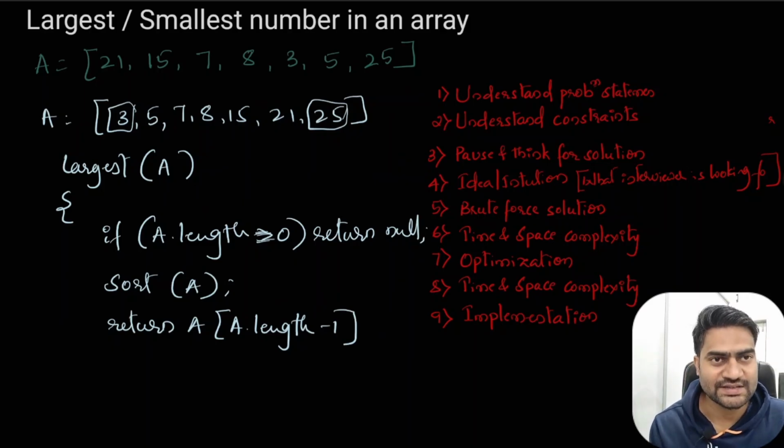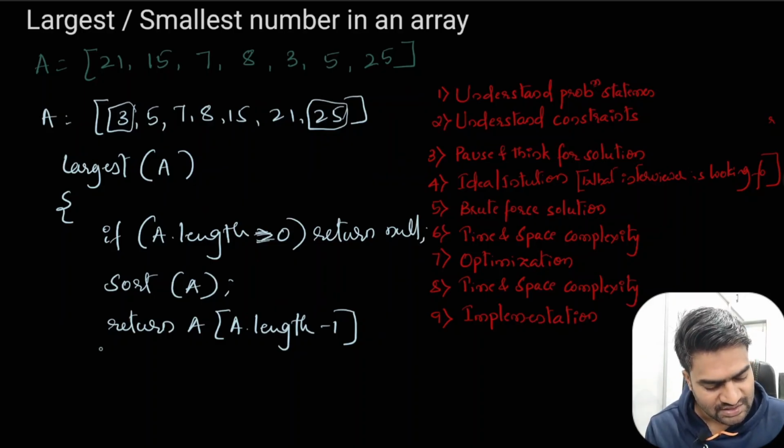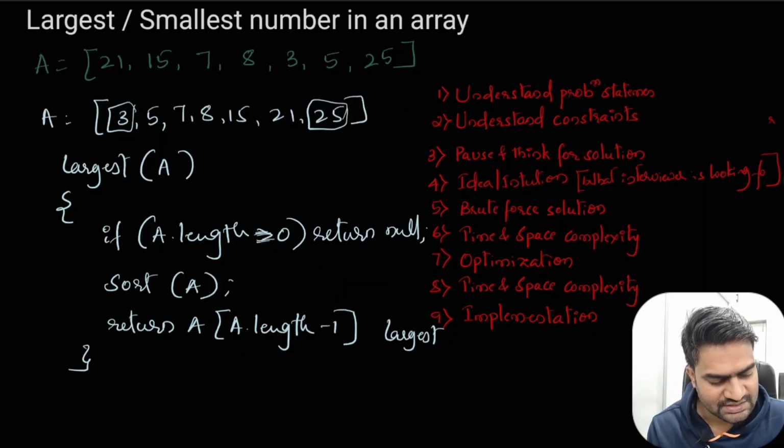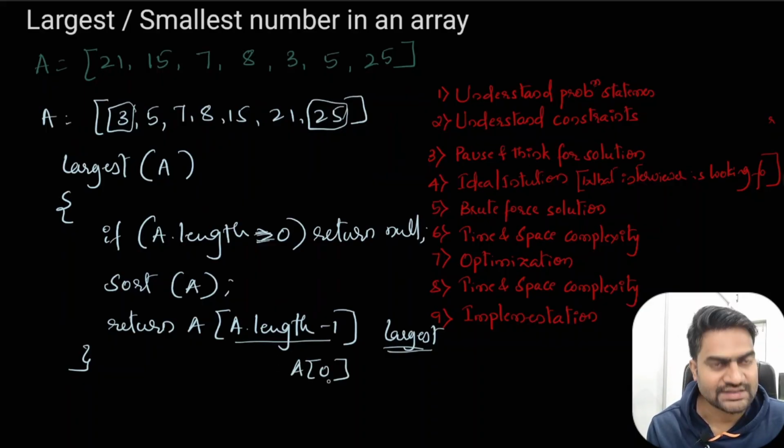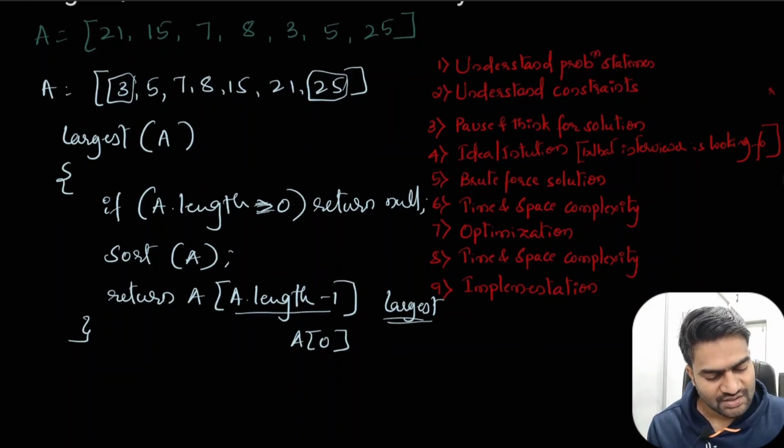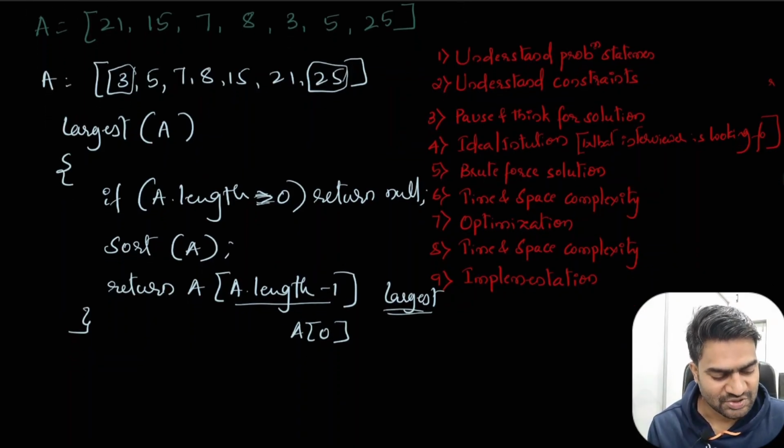1, because it's 0-based indexing. That's why we have to say A dot length minus 1, because it contains indexes from 0 to n minus 1. So this is for the largest number. If we want the smallest number, then instead of A dot length minus 1, we can simply return A of 0. So this is the pseudocode for this particular solution.